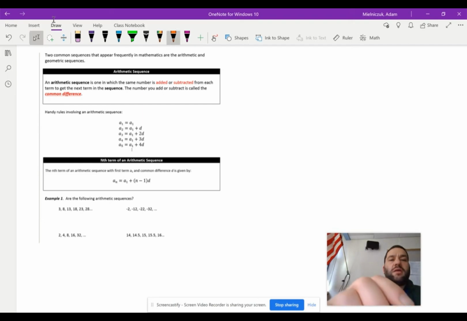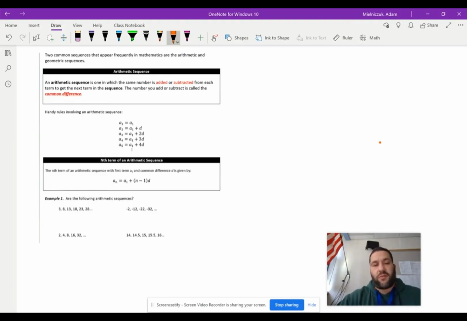All right, so lesson 14.2 is all about arithmetic and geometric sequences. And as it says, two common sequences that appear frequently in math are the arithmetic and geometric sequences. We're going to start with arithmetic. An arithmetic sequence is one in which the same number is added or subtracted from each term to get the next term in the sequence. The number you add or subtract is called the common difference.